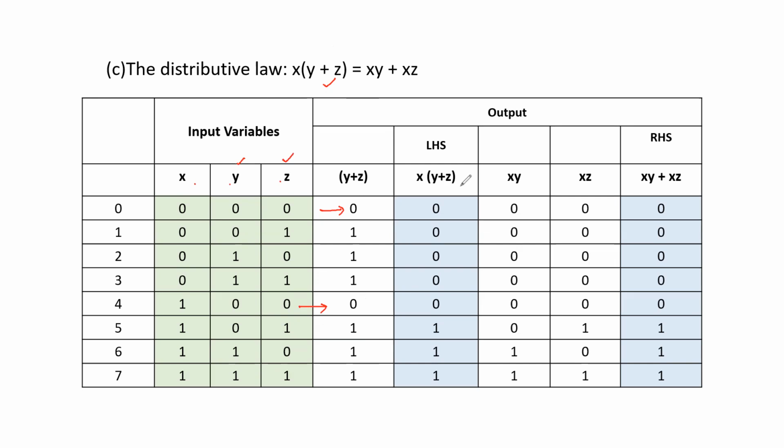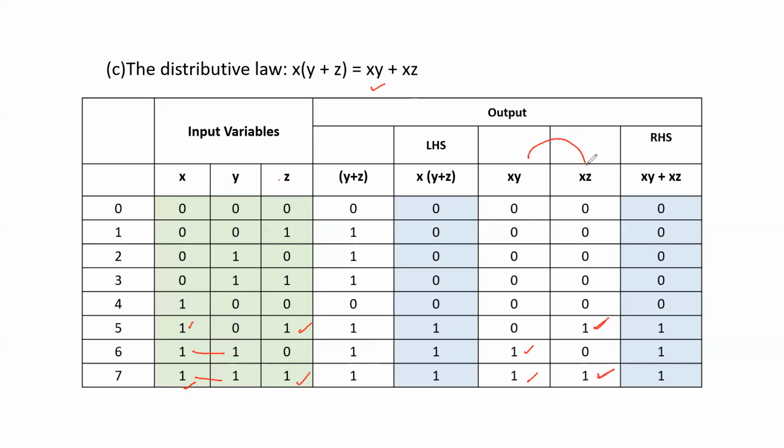So x is ANDed with y plus z. AND gate means when both inputs are 1, then only the output is 1. Only in this combination we have 1s. In the RHS part, first we should find the xy. The output is 1 in these two cases only. Next xz. These two combinations are both 1s, and these two combinations also both 1s. And at this place we have 1s.